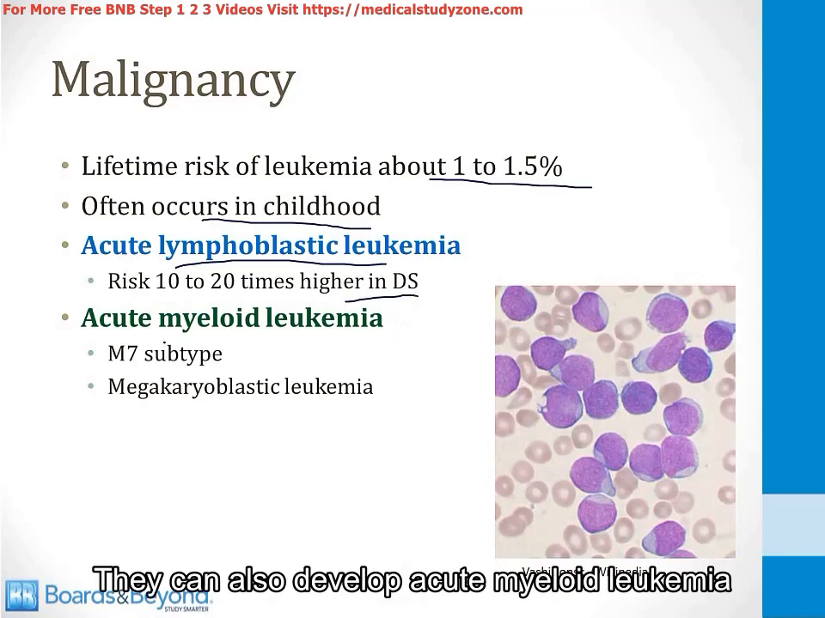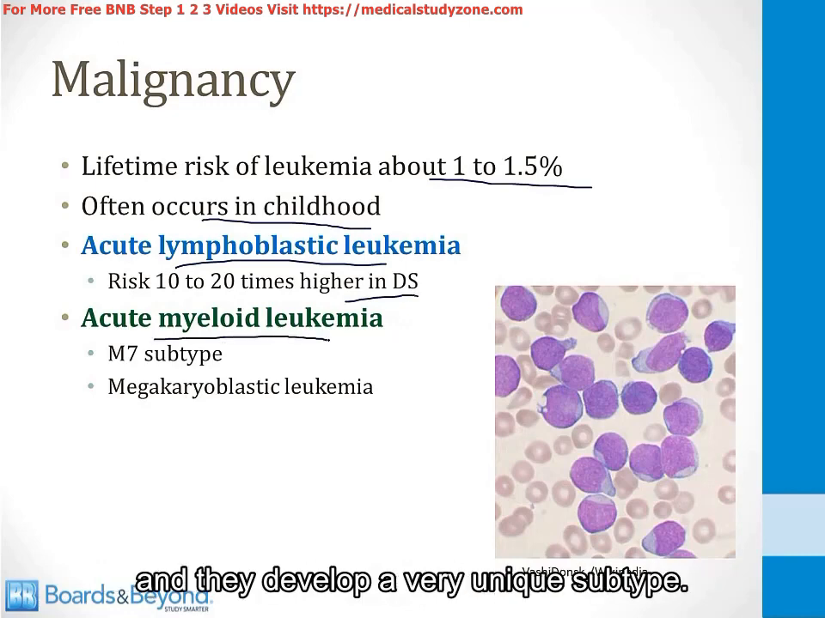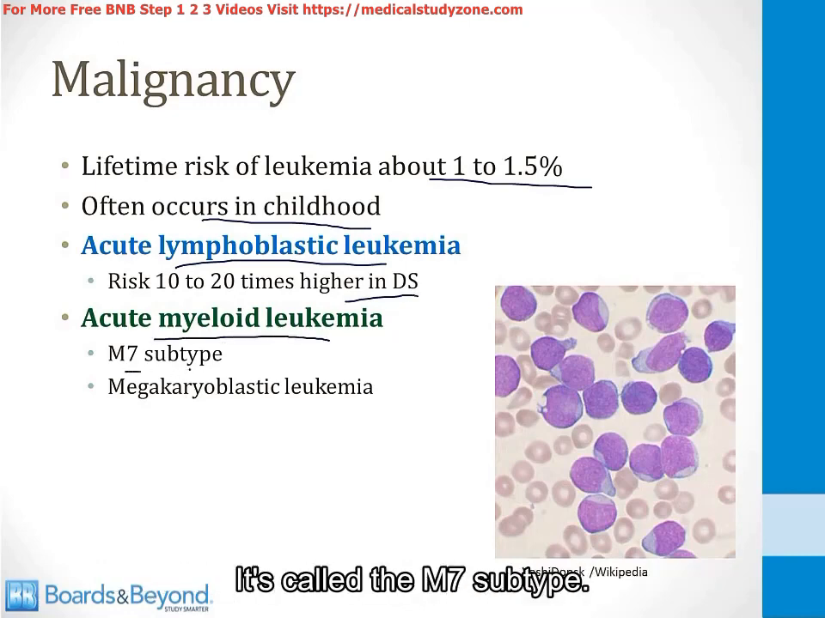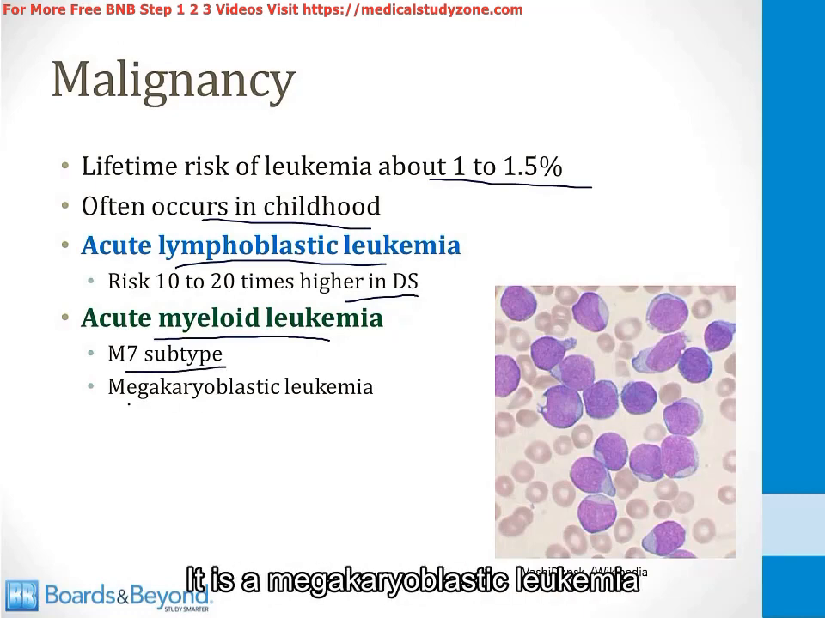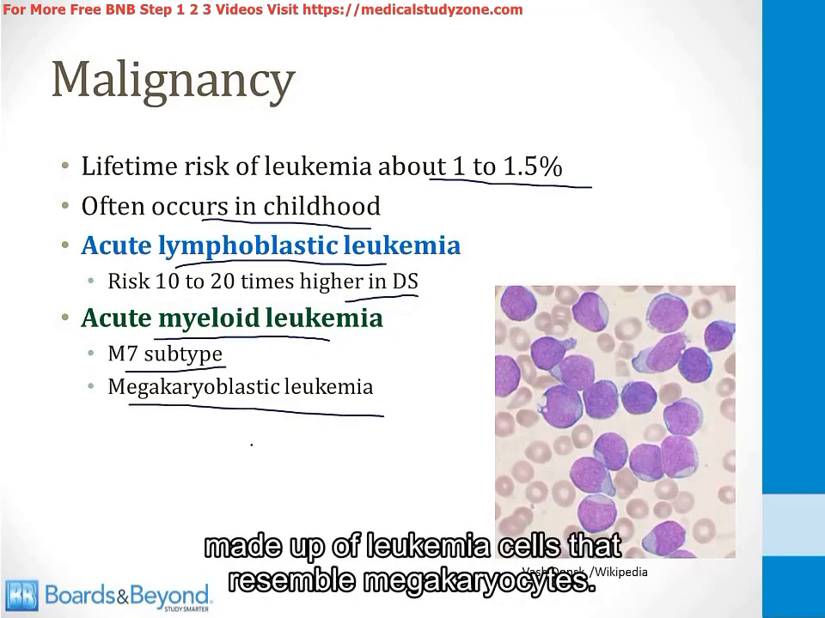They can also develop acute myeloid leukemia, and they develop a very unique subtype. It's called the M7 subtype. It is a megakaryoblastic leukemia made up of leukemia cells that resemble megakaryocytes.